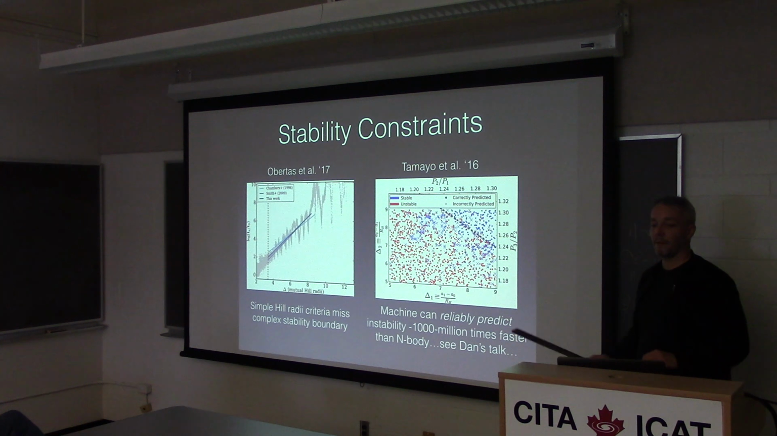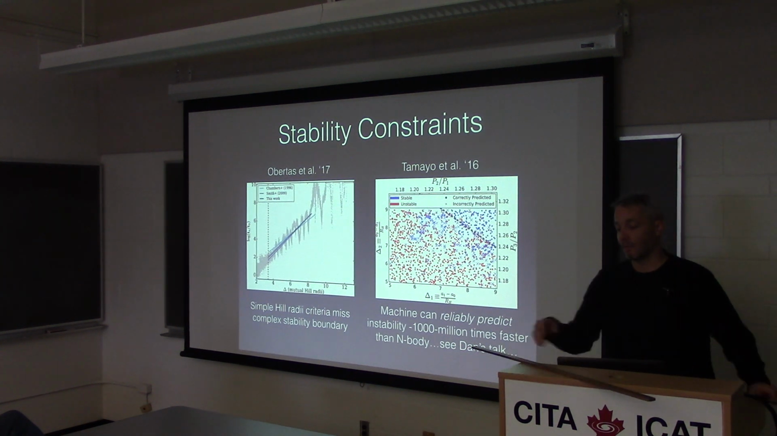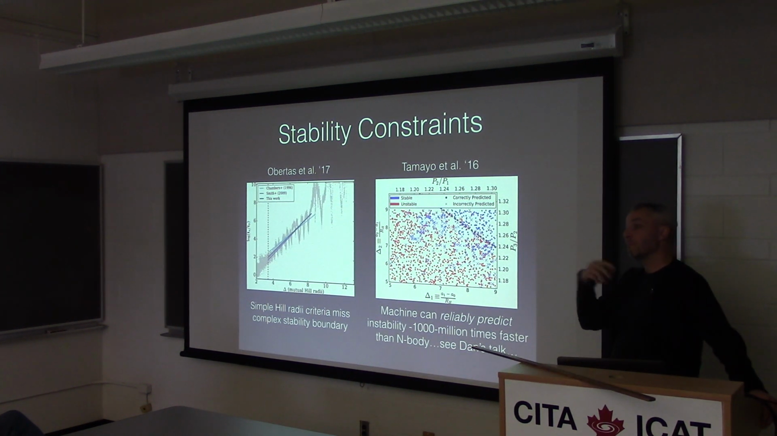But I think Dan, and certainly we, are hoping that even though it's imprecise, not as precise as an n-body solver, it could still be useful to do fast studies of the parameter space and guide some of these decisions about what is a stable system and what is not. And so I encourage you to attend Dan's talk. He's going to go into a lot of details about this, I think.